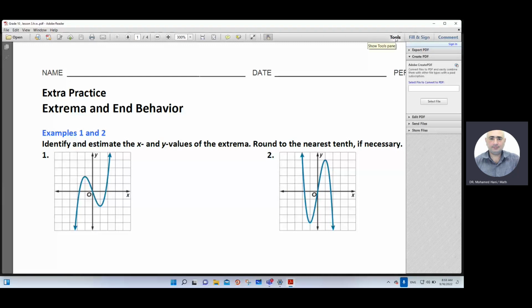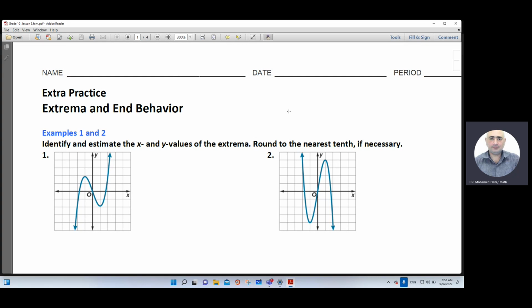Math grade 10, Algebra 2. We are in Module 1, Lesson 3, Extrema and End Behavior. Today we want to continue our work in this lesson. We have extra practice.